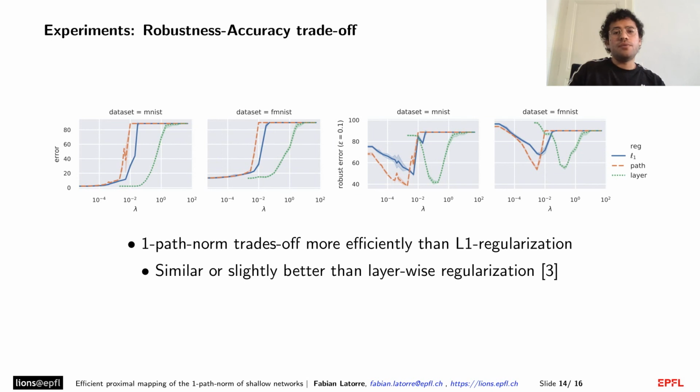We also compare how the regularization parameter affects the error and robust error of a classifier. We find that one path norm is more efficient at trading off accuracy for robustness than L1 regularization. This means that for some regularization parameter lambda, one path norm is able to obtain the same accuracy but more robustness. In these datasets, we find that path norm is only similar or slightly better than layer-wise regularization.